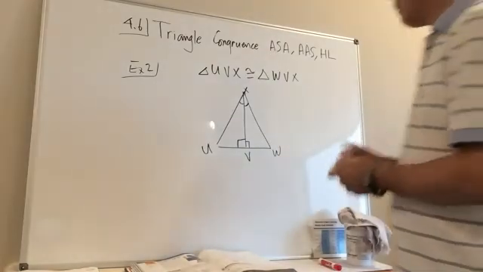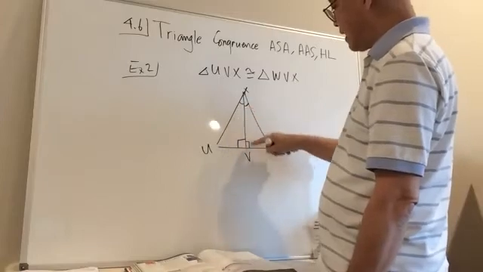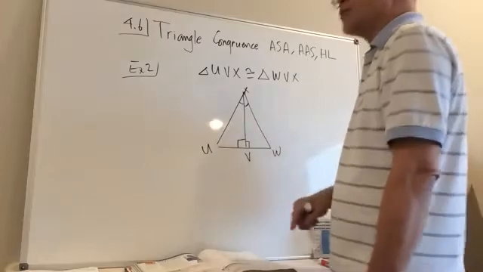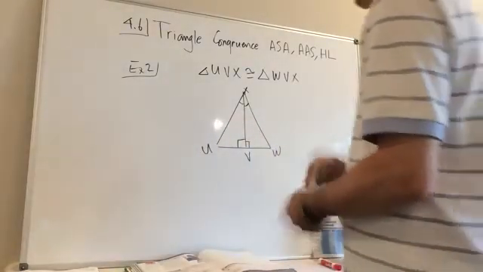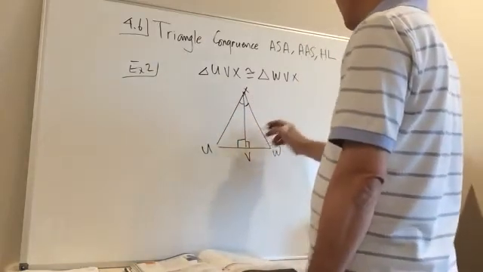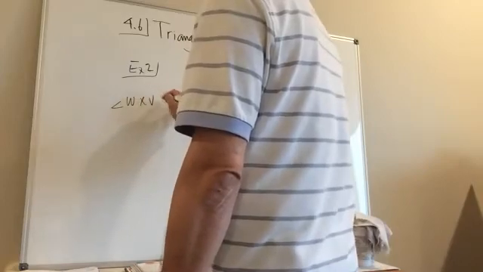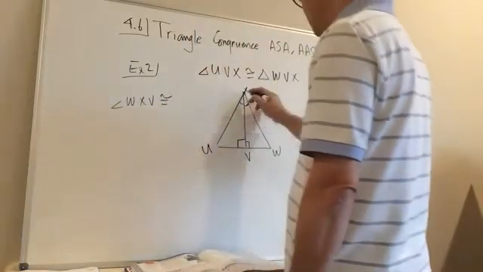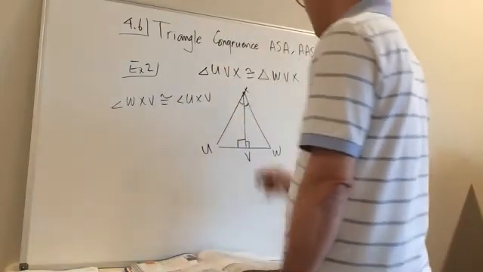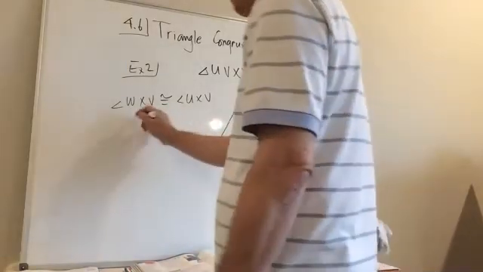So if we look at this triangle, I can say angle, side, angle, and from this triangle, I have angle, side, angle. So yes, they are congruent, right? The way you would word this is that angle WXV is congruent to angle UXV. And I also know that side VX is shared.